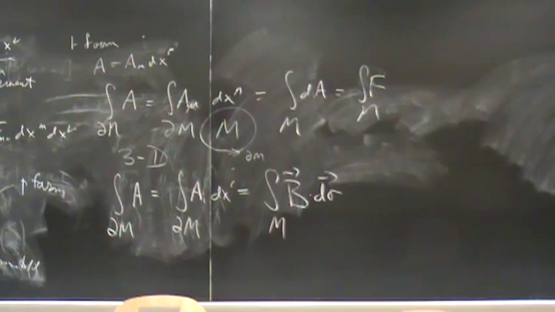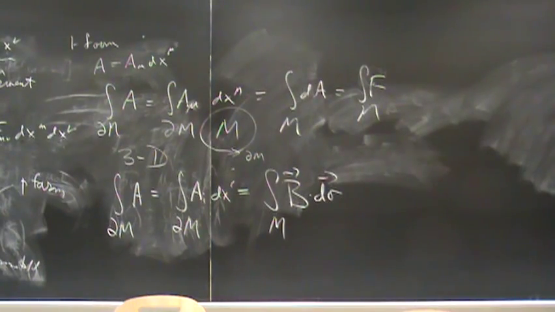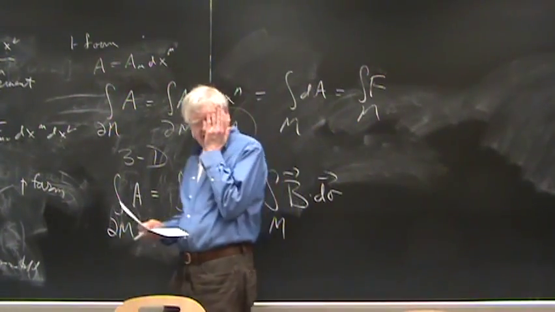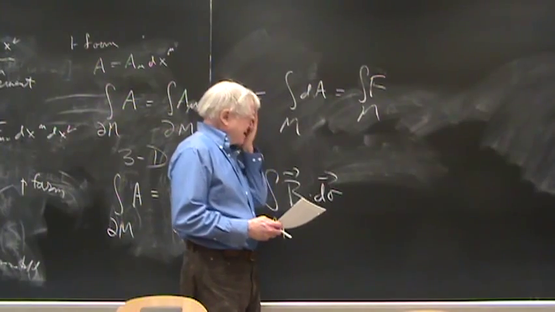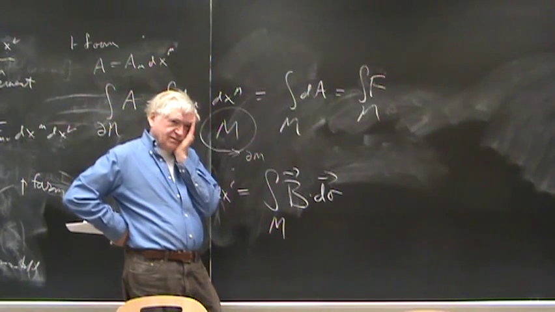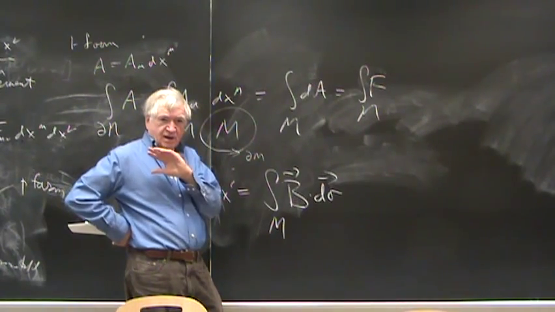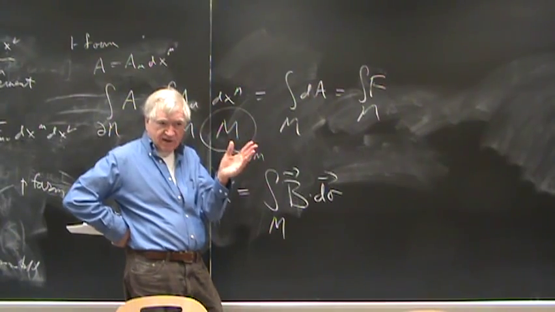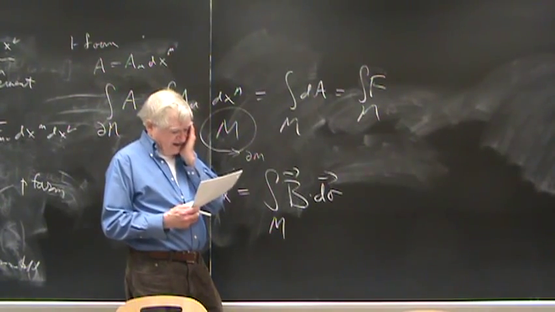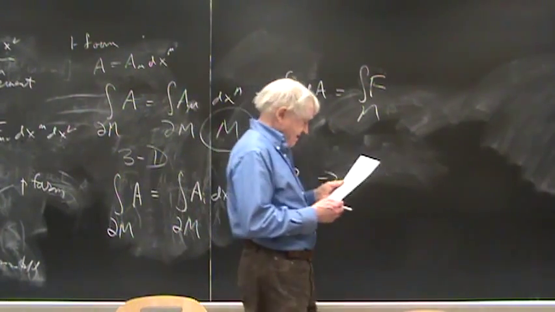Now I want to switch to magnetic monopoles. It turns out, I didn't know this until I was reading today, that Maxwell was very aware of the symmetry between E and B and between electric charge and magnetic charge in his equations, and he speculated on the existence of magnetic monopoles. Dirac then introduced a quantization condition, and it's quite interesting.